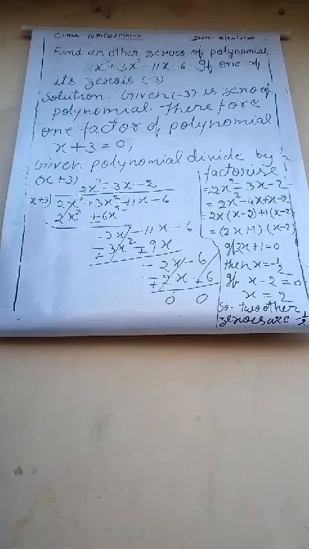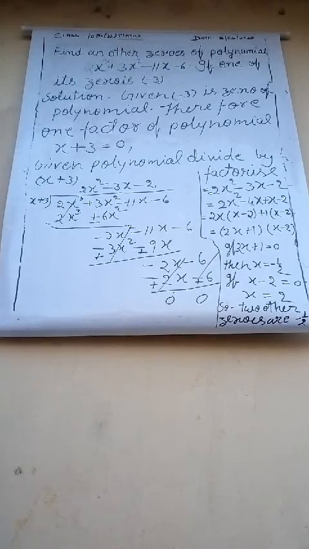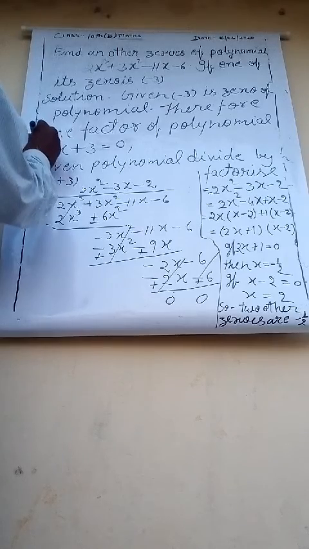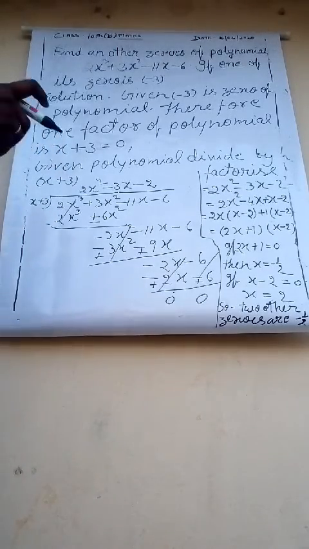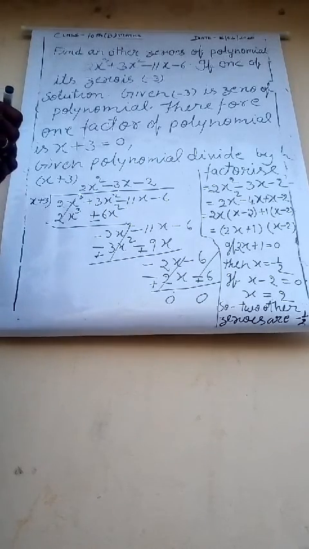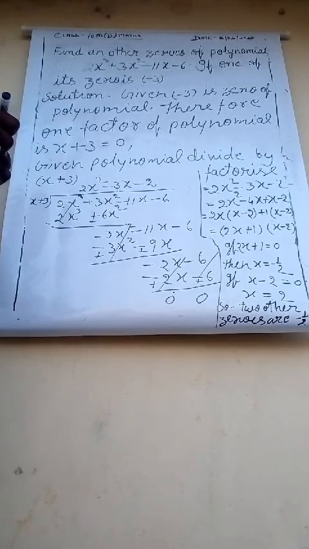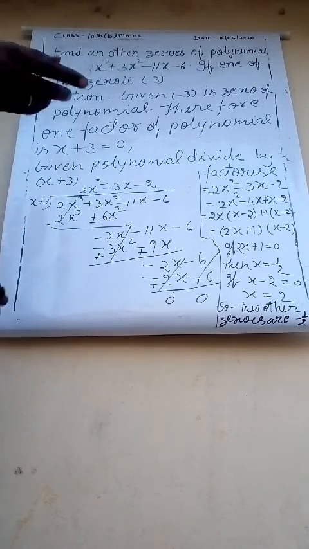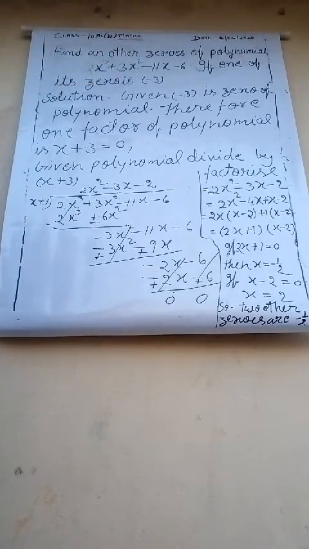Solution: Given that minus 3 is a zero of the polynomial, therefore one factor of the polynomial is x plus 3 equal to 0. Read in class 9th. Given the zeros, we find the factors. Zero minus 3 gives the factor x plus 3, and zero 3 gives the factor x minus 3 equal to 0.